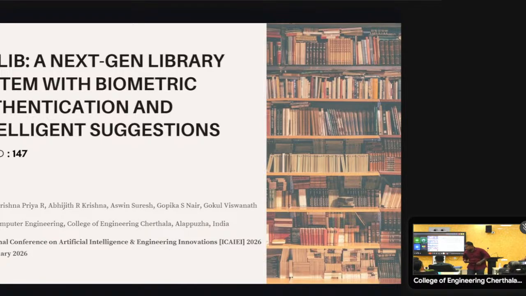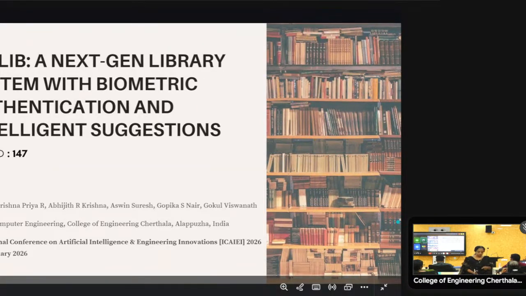A warm and pleasant good afternoon to one and all present here. My name is Krishnapriya R, and on behalf of my co-authors, Abhijita Krishna, Ashwin Suresh, Gopika S. Nair, and Mr. Gokul Vishwanath, today I'm here to present our paper titled BioLib, a next-gen library system with biometric authentication and intelligent suggestions.